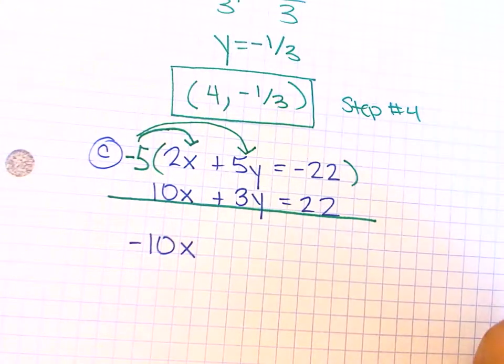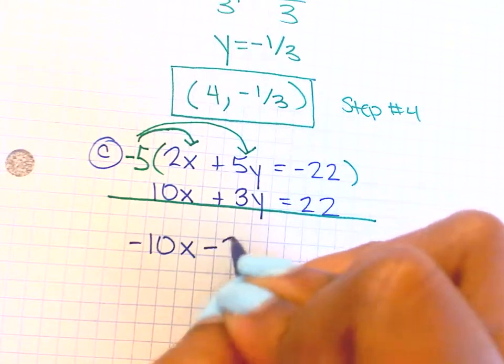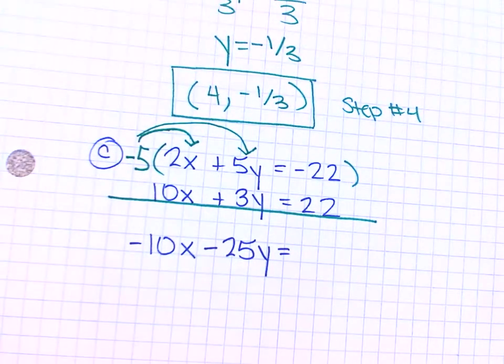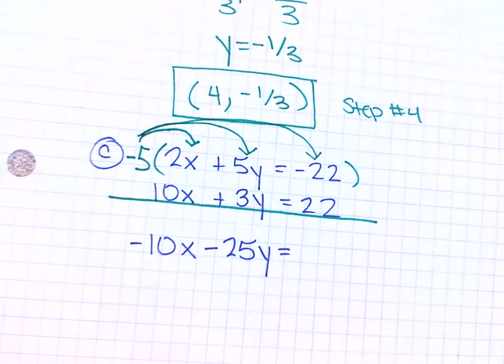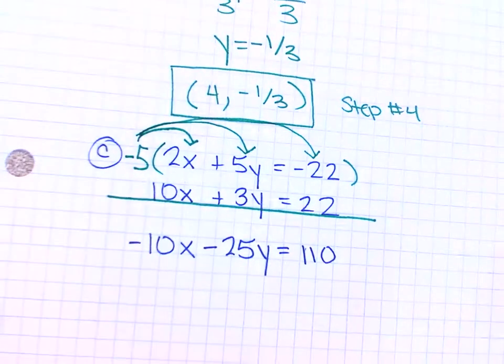What's 5 times 5? 25, sorry. What's negative 5 times positive 5? Negative 25y equals, then distribute the last one. Negative 5 times a negative 22. I'll do it for you. It's 110. Positive 110.